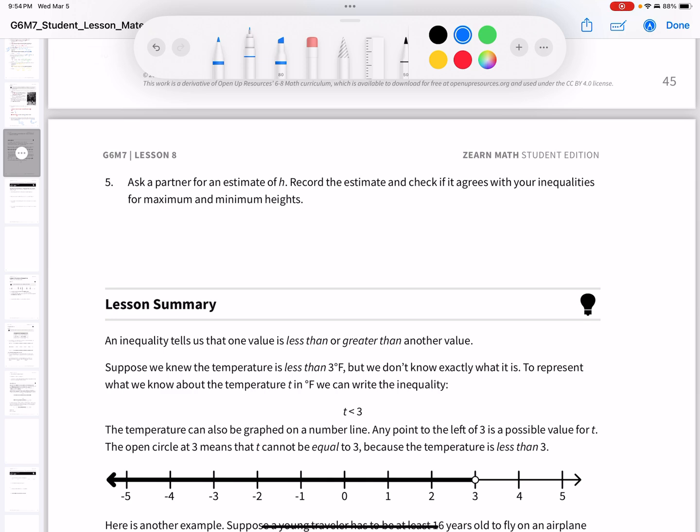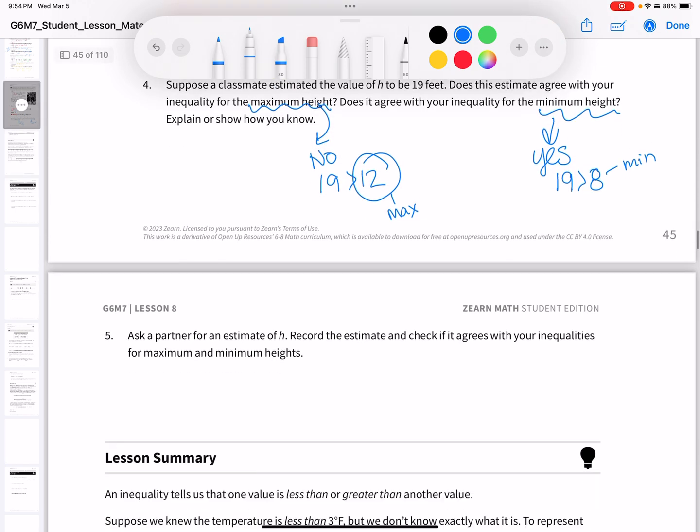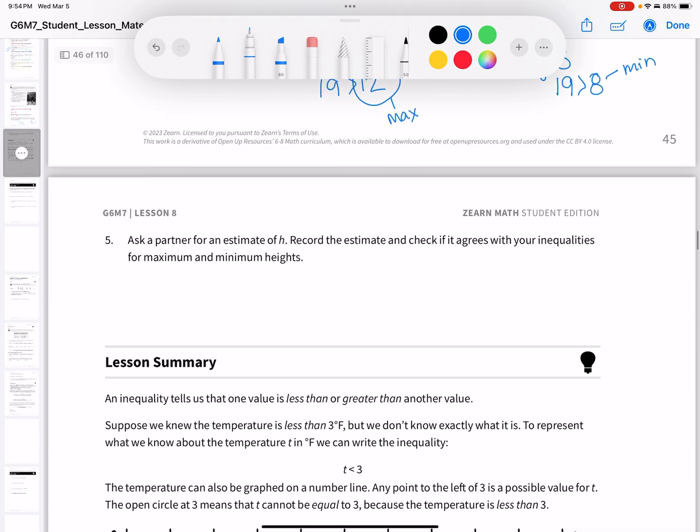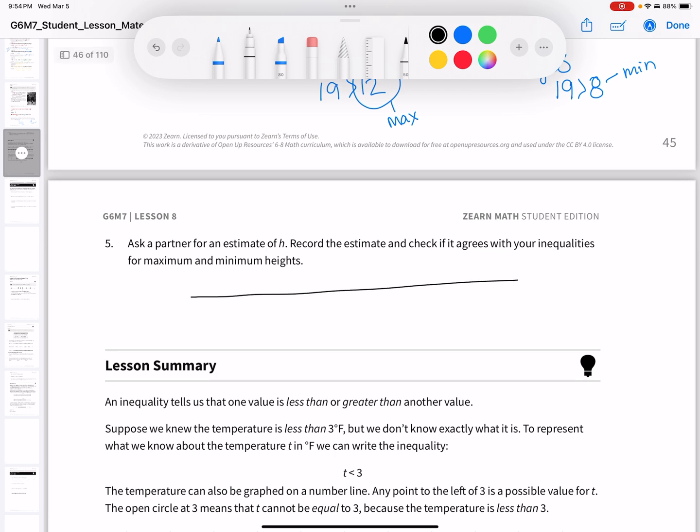All right, and then this is just checking with a partner, okay? But I want to talk about this. If we were to graph this, I'm just going to graph this really quick down here, right? So we have our number line, and you have 8 down here, and you have 12 up here, then yours is really going to look like this. 8, because it could be 8, it could be 12, but it could be any height in between there. So that's how that would look. A big closed dot on 8, a big closed dot on 12, and any number in between.